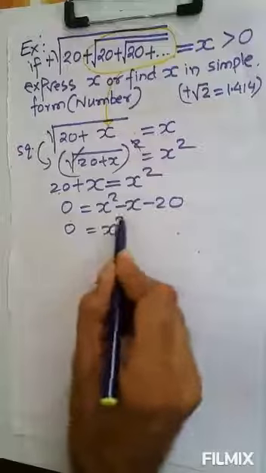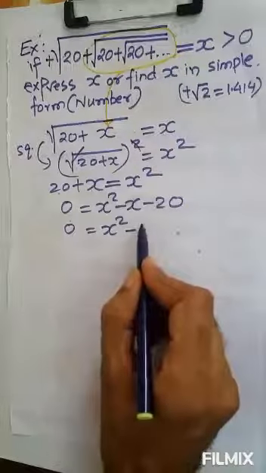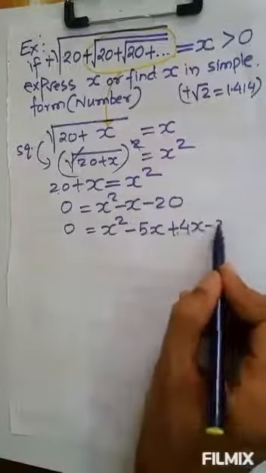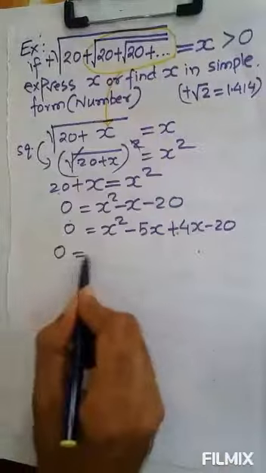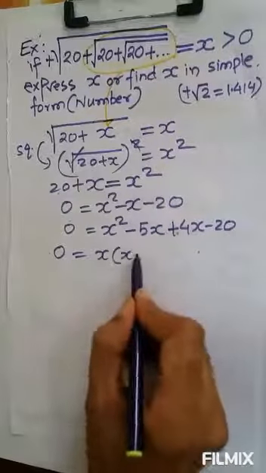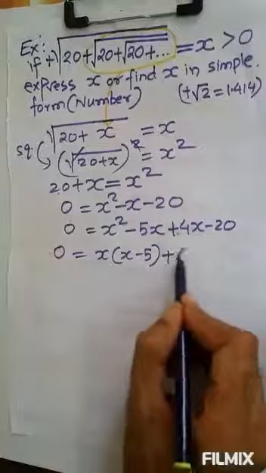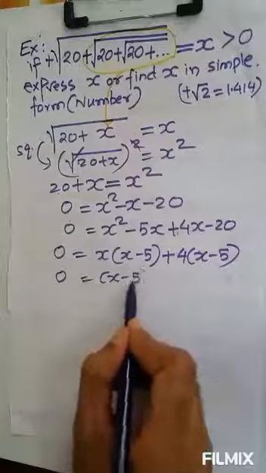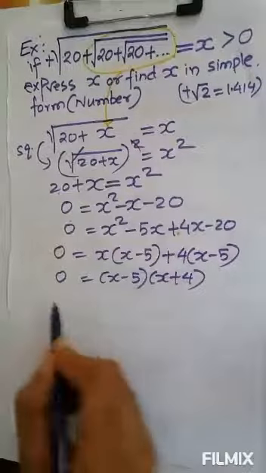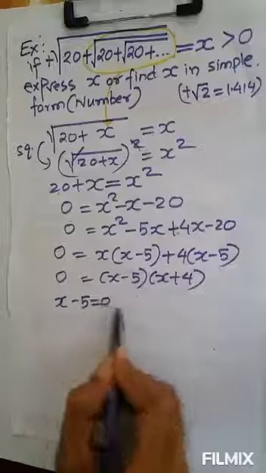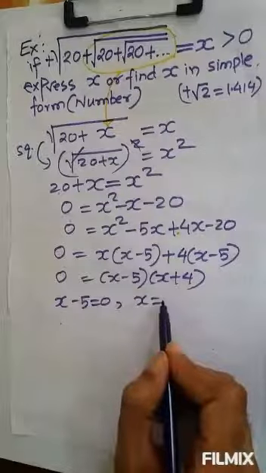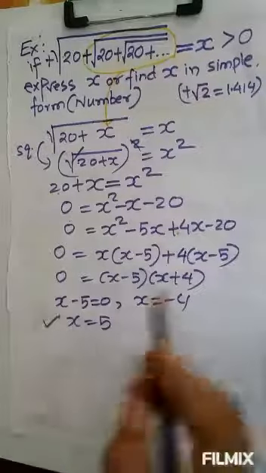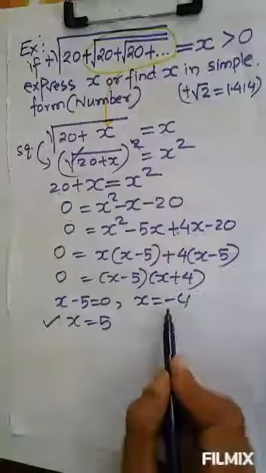Now if you see, 20 can be expressed as 4 into 5, so we can write minus x as minus 5x plus 4x minus 20. In the next step, from the first two terms we take x common, and from the next two terms 4 is taken common. So as you can see, x minus 5 and x plus 4 are the factors. So x minus 5 equals 0, or x plus 4 equals 0, so x equals 5 or x equals minus 4. We will take x equals 5, since x has to be positive, and we will discard the other value.